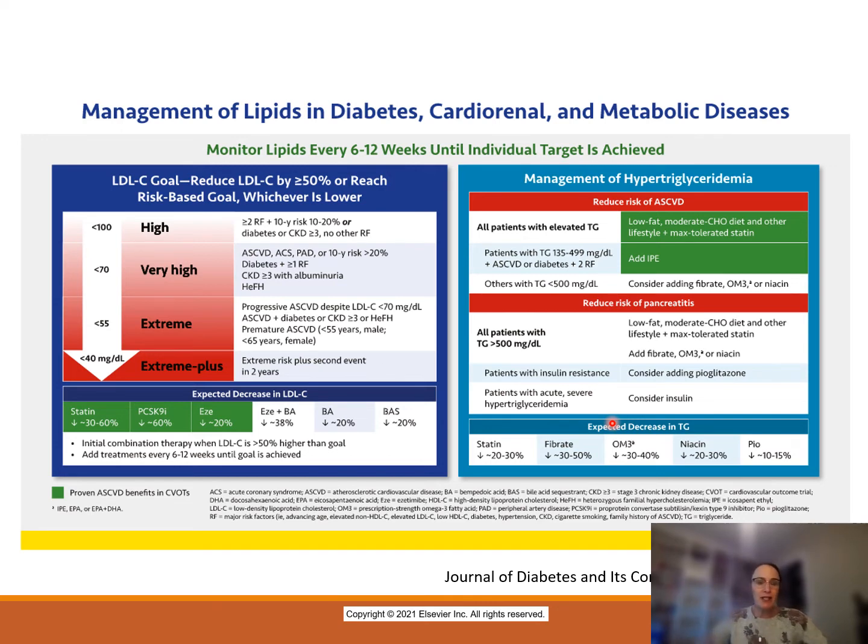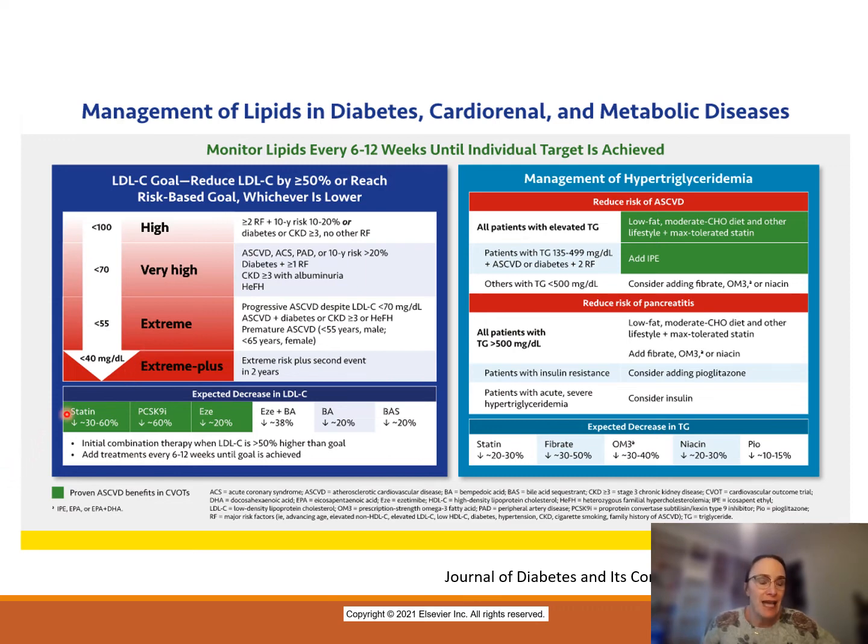So some things to look at. This chart, I think, lays it out very well. Essentially, when you've got somebody who has very high risk or extreme high risk of cardiovascular disease, this target is going to tell you how low to get their LDL. So if you've got somebody that has had a second event in 2 years, we are going to try to push that LDL below 40. And that's something that we can do with some of our newer medications.